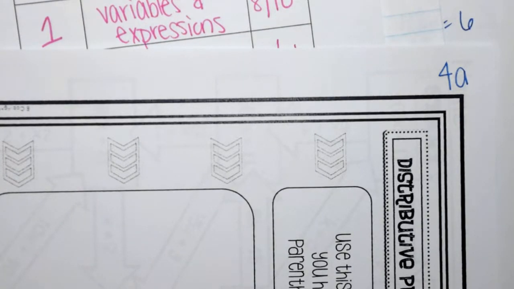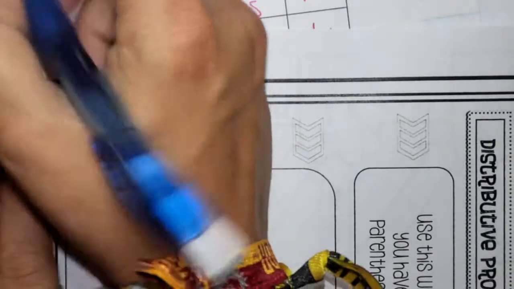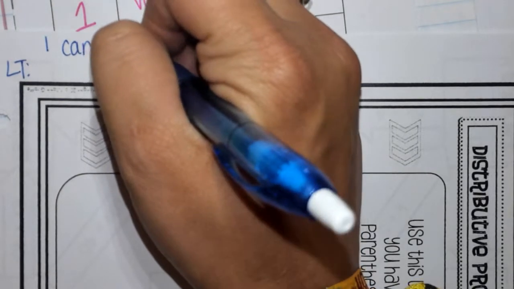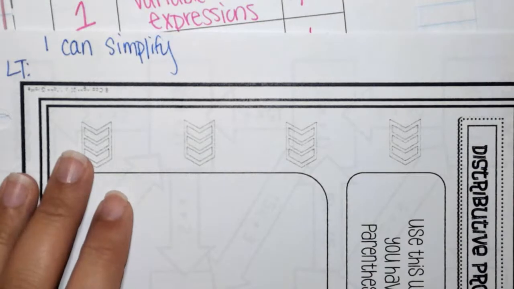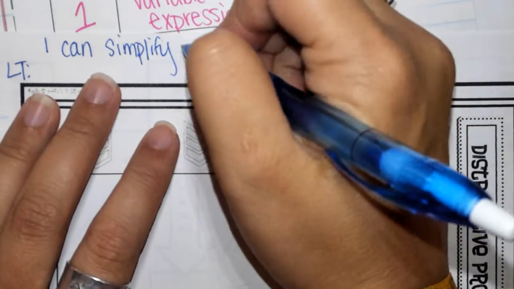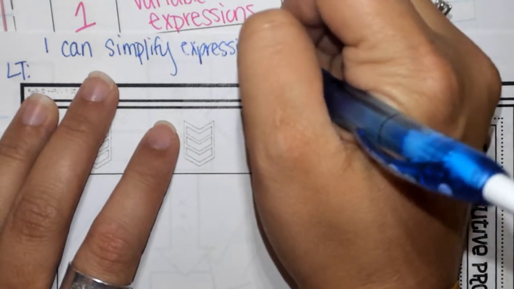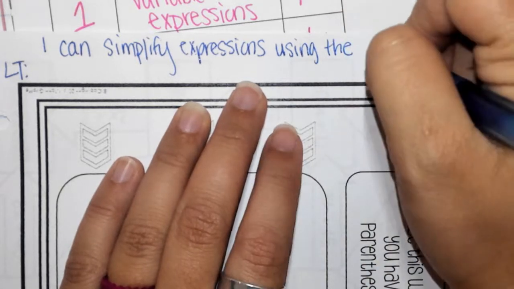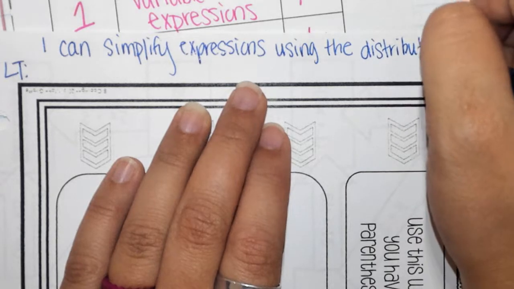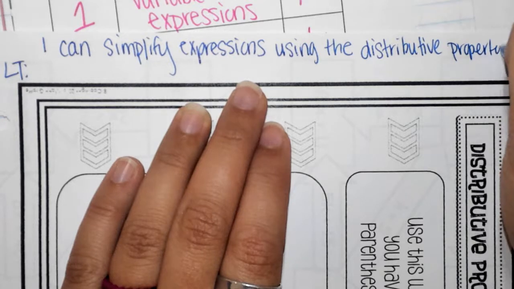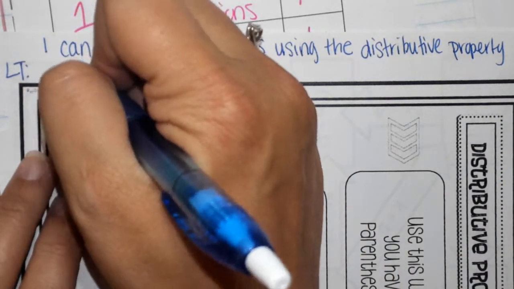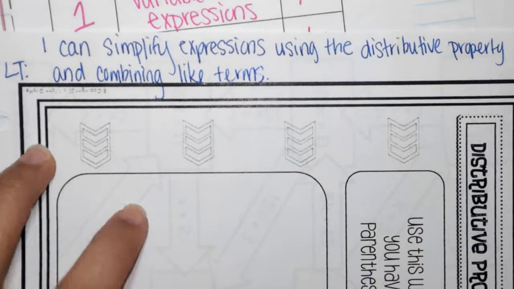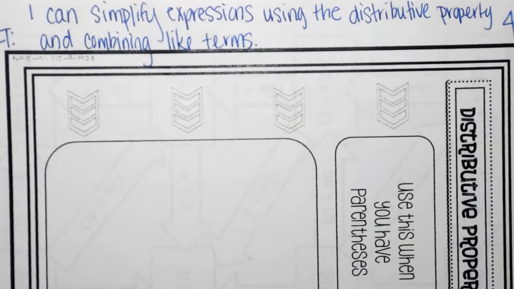And then we're going to write our learning target down. Our learning target for today says, I can simplify expressions using the distributive property and combining like terms. So that's what I want you to be able to do by the end of the class today.